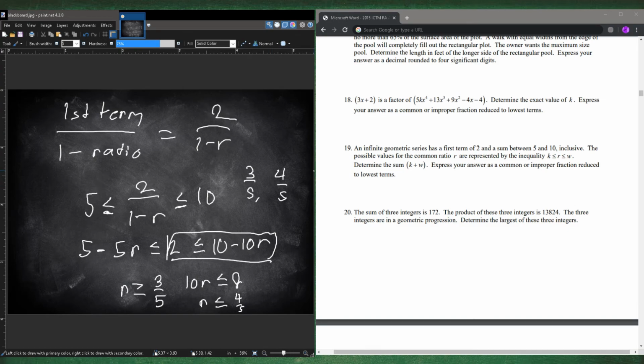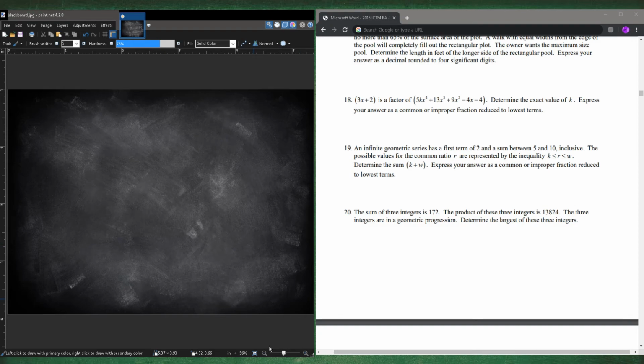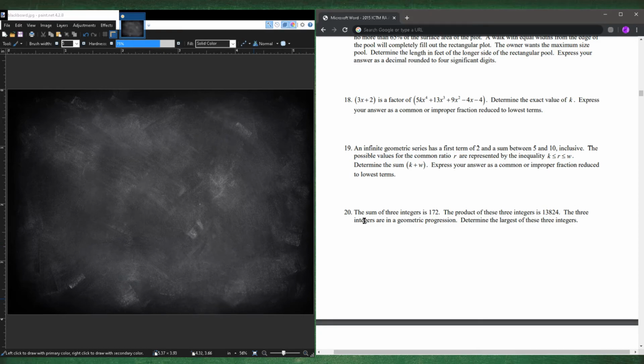So this is our k and this is our w, right? Because r has to be between these two numbers. So we just have to add both of them. So 3 over 5 plus 4 over 5 is 7 over 5. And that's our answer for number 19. Basically really simple if you know what it is.